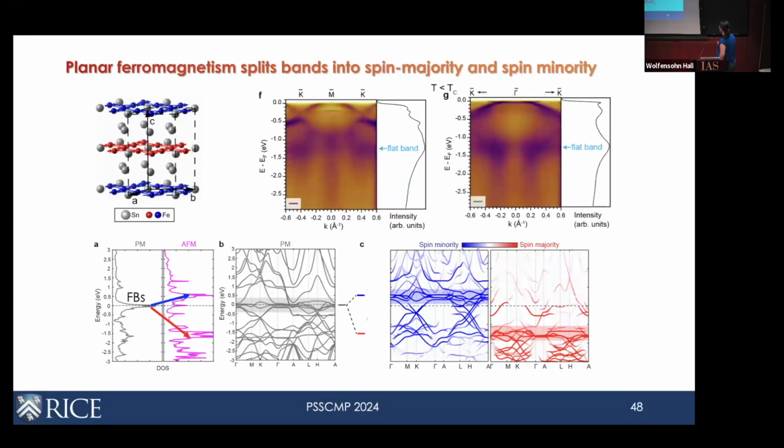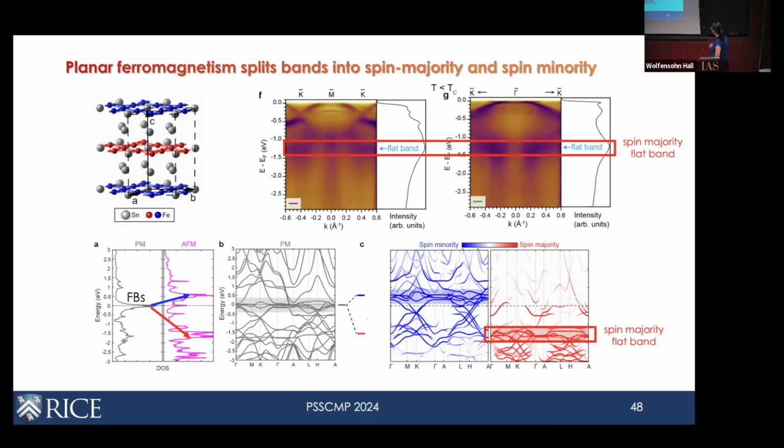Okay, so first, at the lowest temperature that we can measure, we do see peaks in the density of states around 1.2 eV below the Fermi level, which agrees relatively well with the spin majority Kagome flat bands predicted by DFT. So that gives us confidence that this energy scale is likely a good estimate of the actual energy scale.